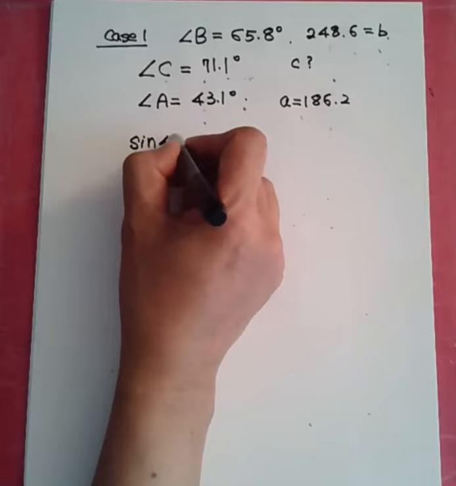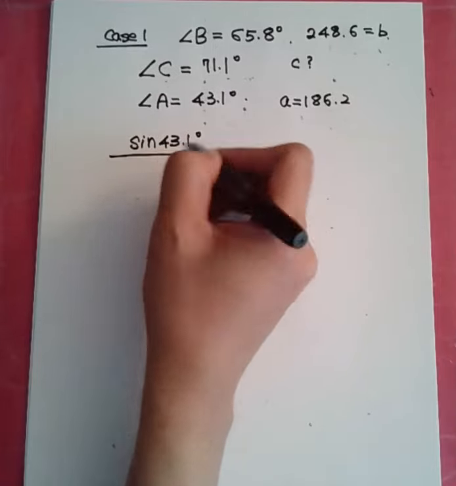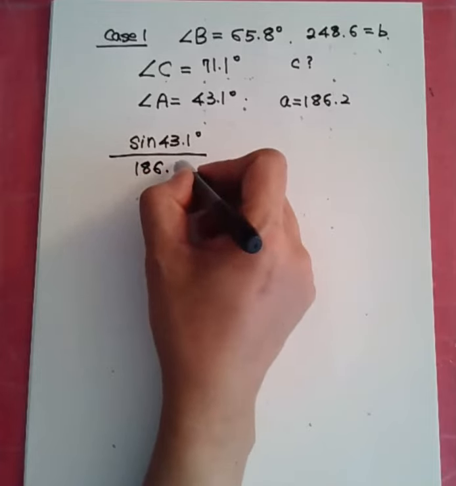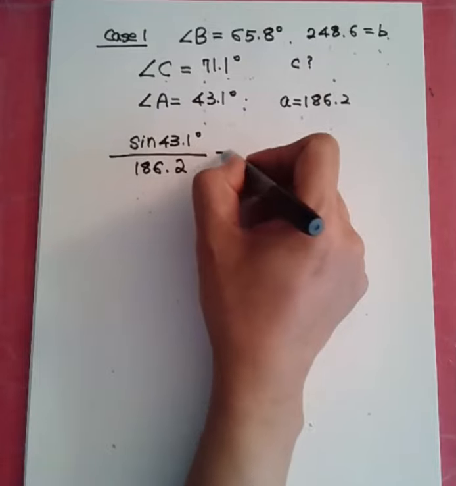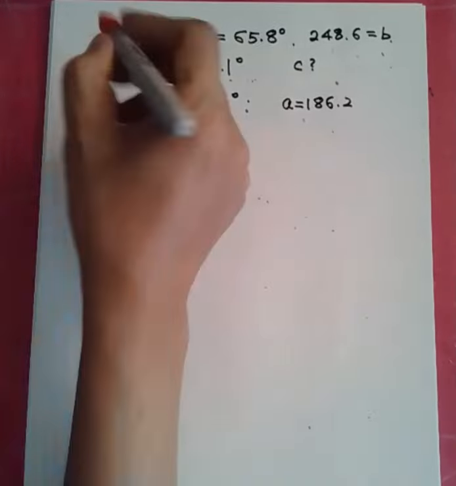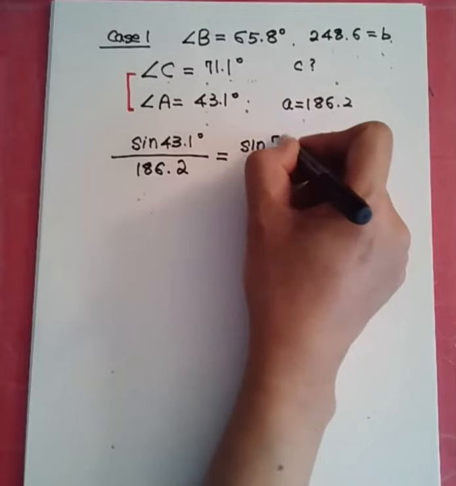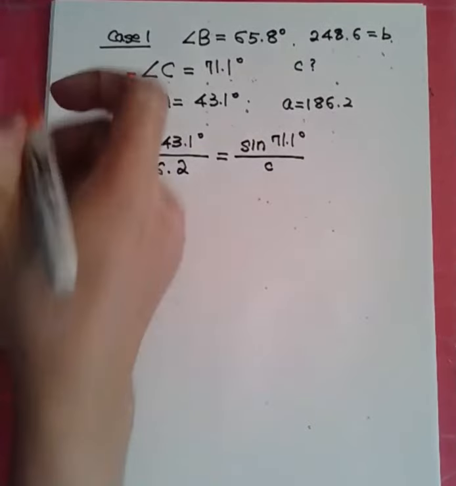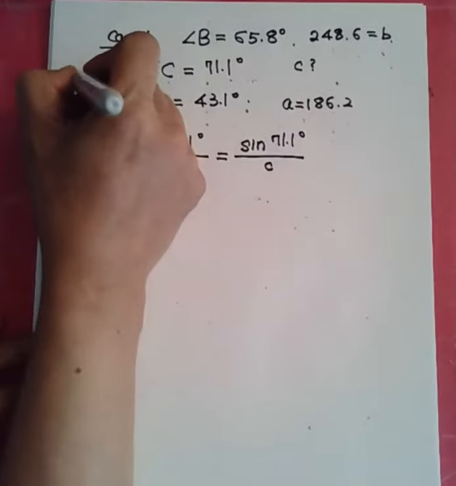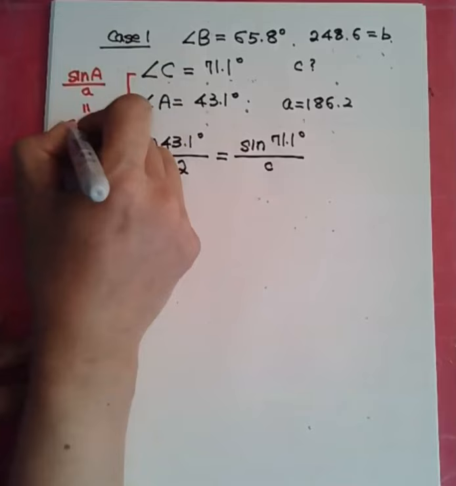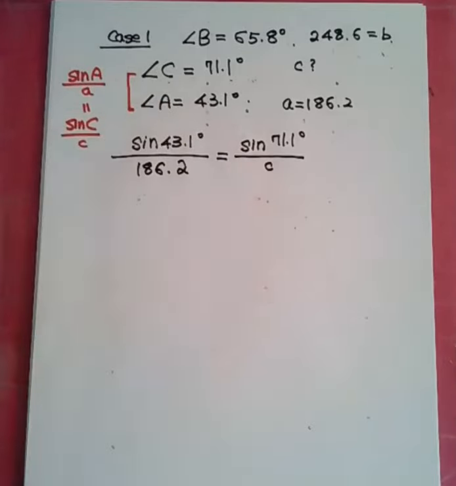Sine of 43.1 degree over A, which is 186.2, equals, we are looking for this, sine of 71.1 degree over the side length C. So what we are using in the law of sines is sine of A over A equals sine of C over C.